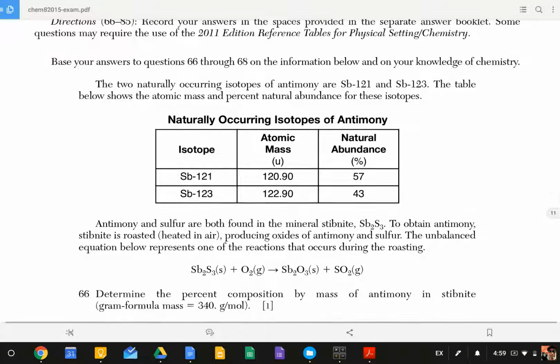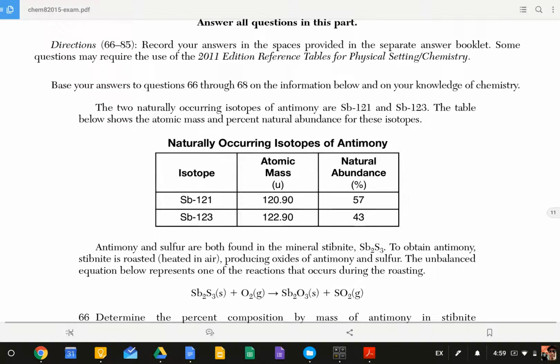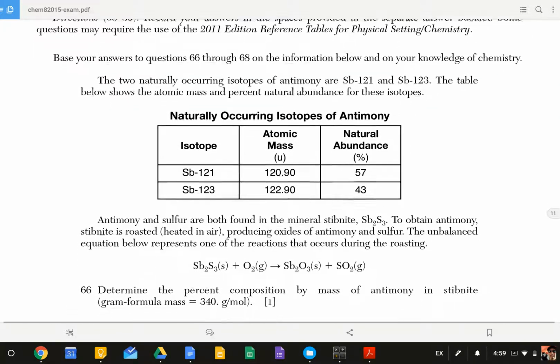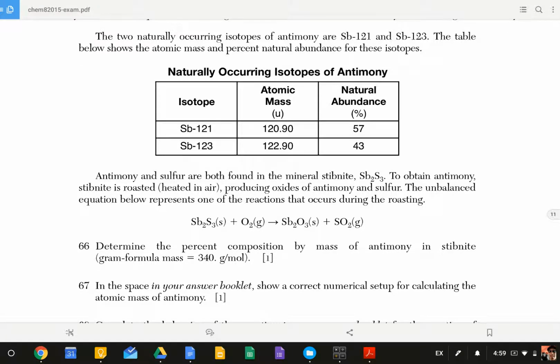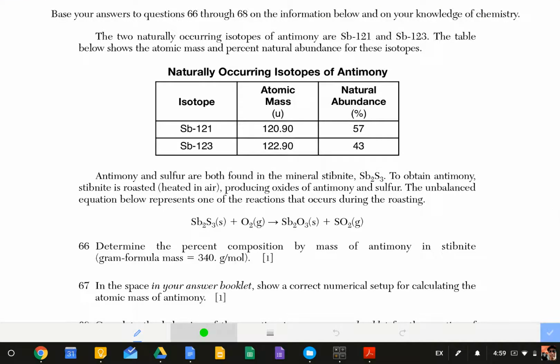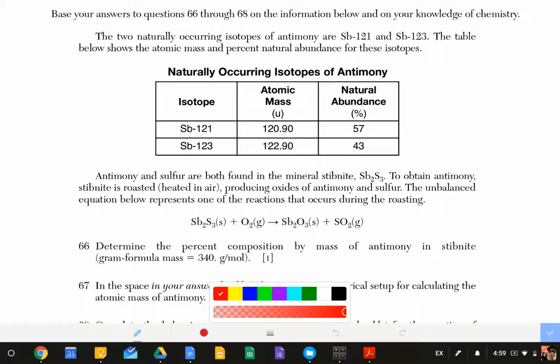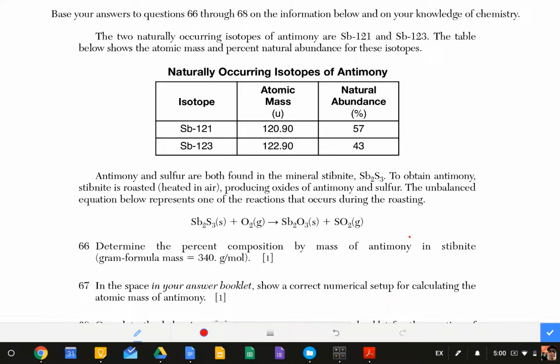Oh, okay, we are up to written response part 66. So 66 through 68 are based on the following info. Okay, so let's try this. Let's see. Give me a new color. I'll use red. Yeah, red. Sounds good. Okay.